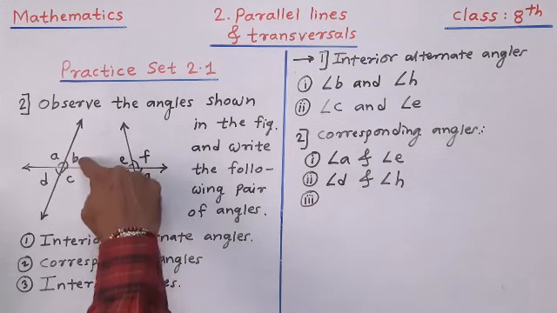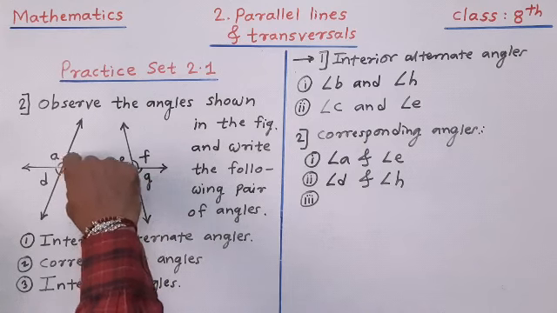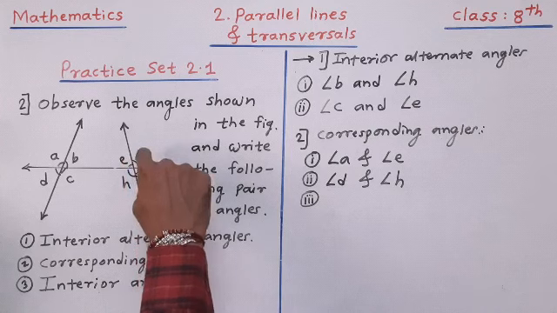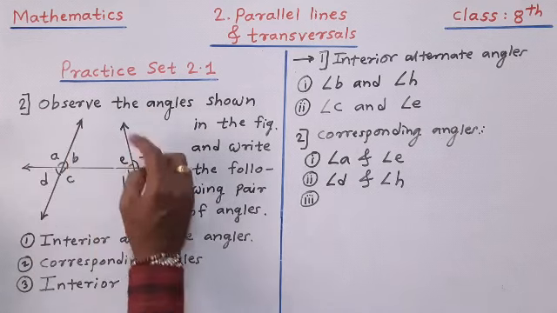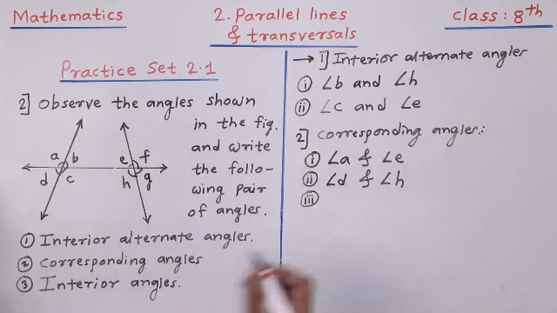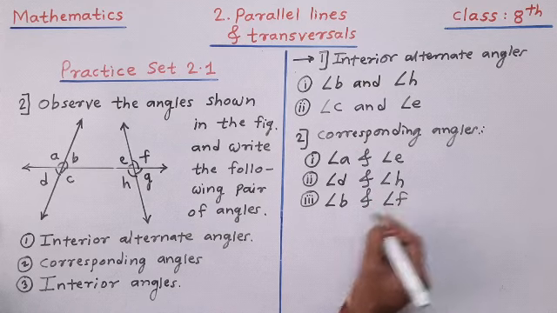Let us write the third pair. If we take angle B, then its corresponding angle will be on the same side of the transversal. If B is below the line, F is also below the line. So these are corresponding angles, angle B and angle F.